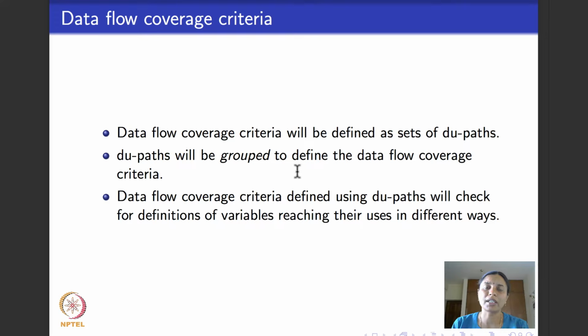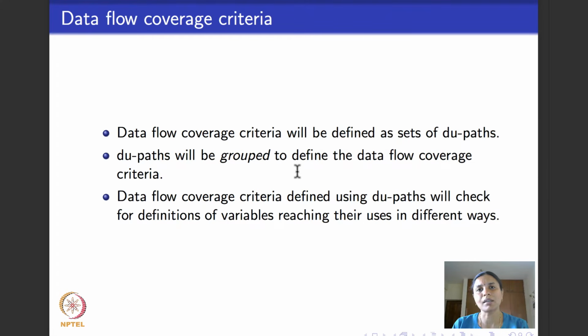Data flow coverage criteria is basically defined as a set of DU paths, D for definition, U for use. What is a DU path? If you remember from the last lecture, a DU path is a path corresponding to a variable that is given as a parameter, a path that begins at a definition of a variable and goes all the way till the use of the variable. Intermediate in this path from its definition to its use, we insist that the variable doesn't get defined once again. So the path is definition clear for this variable, right?